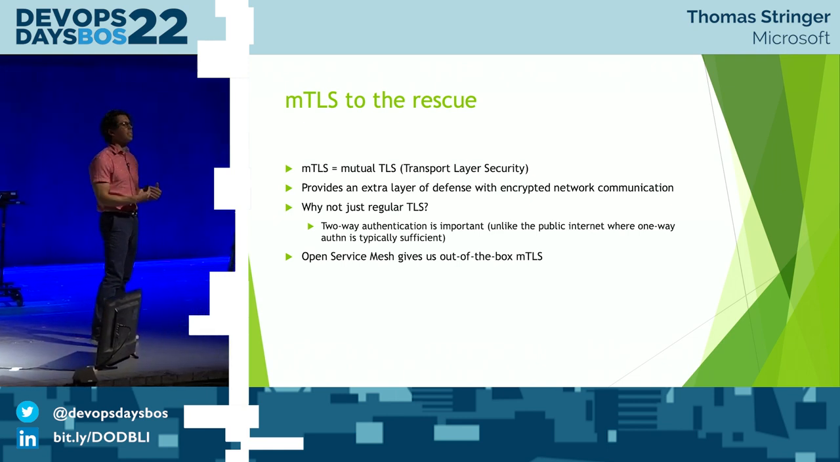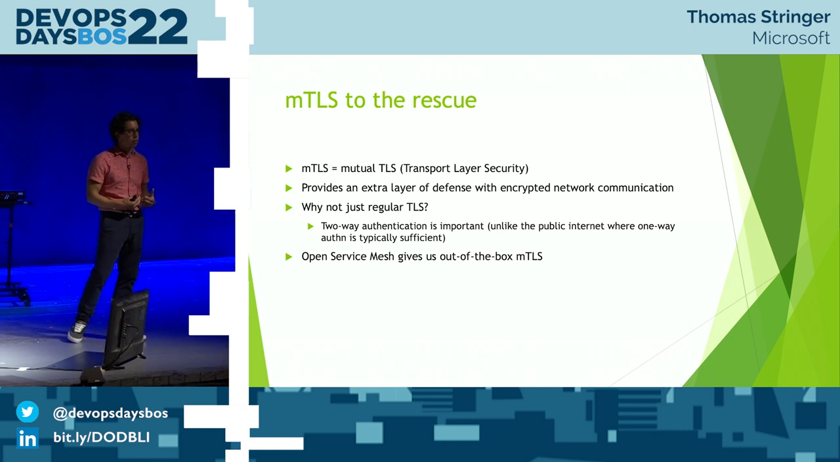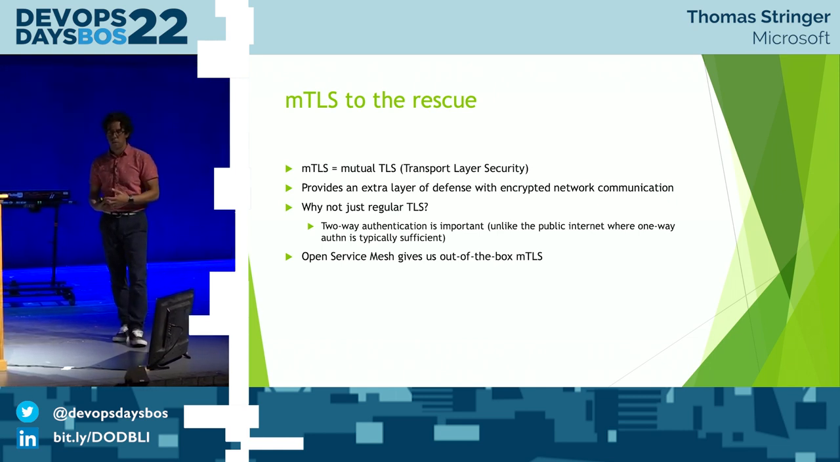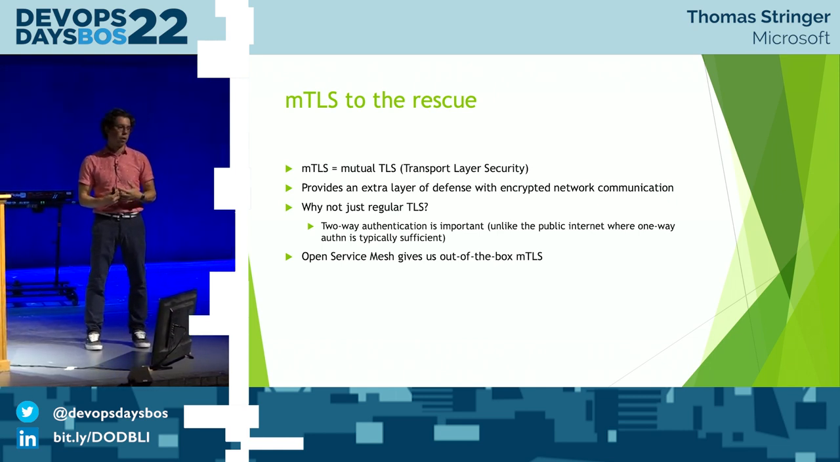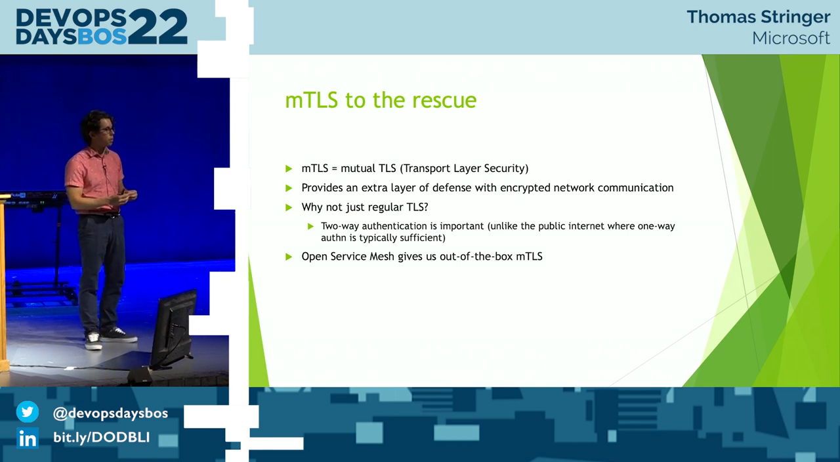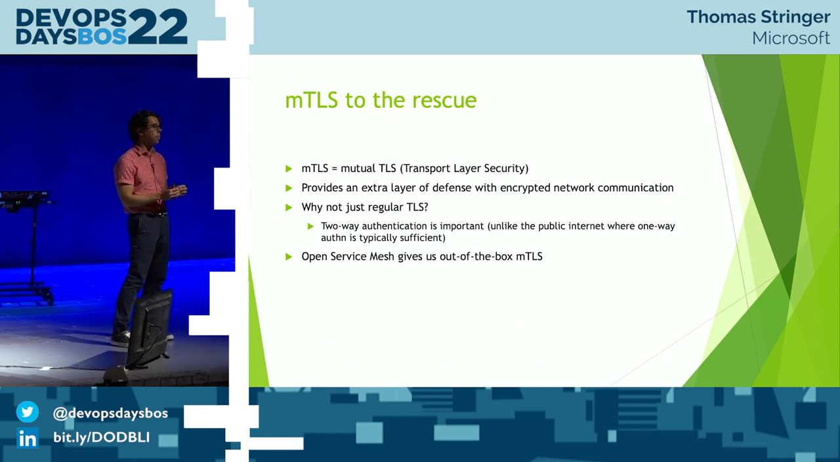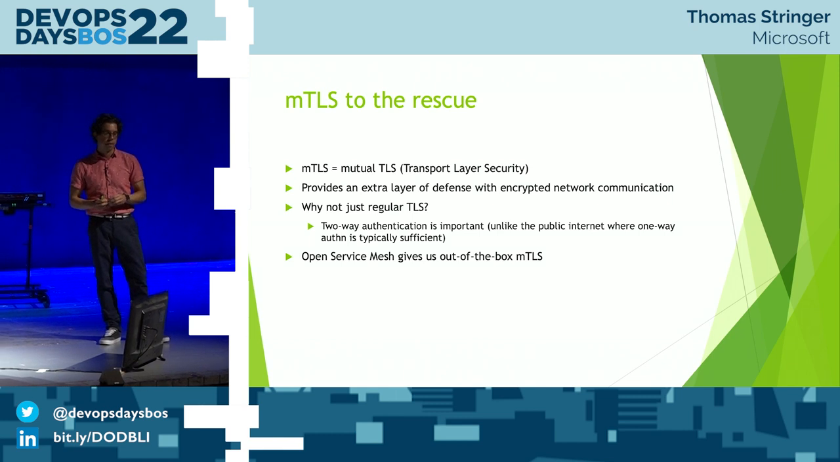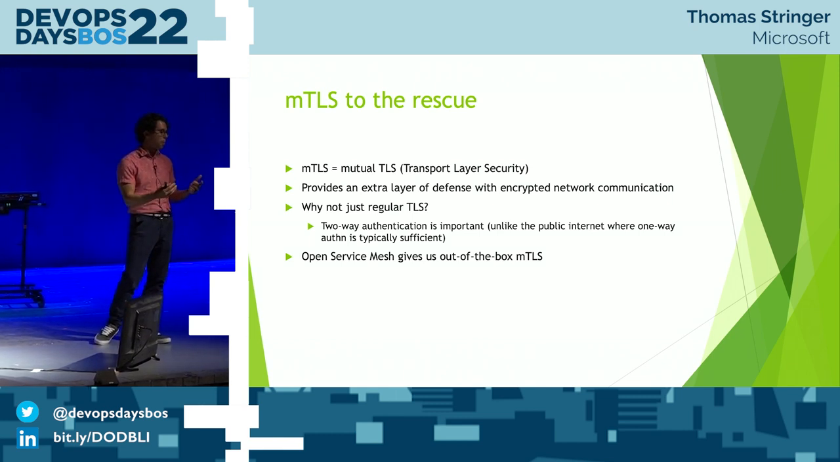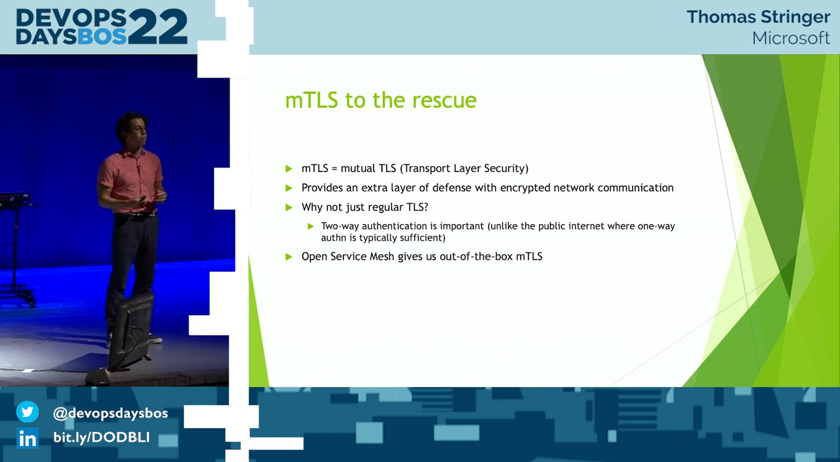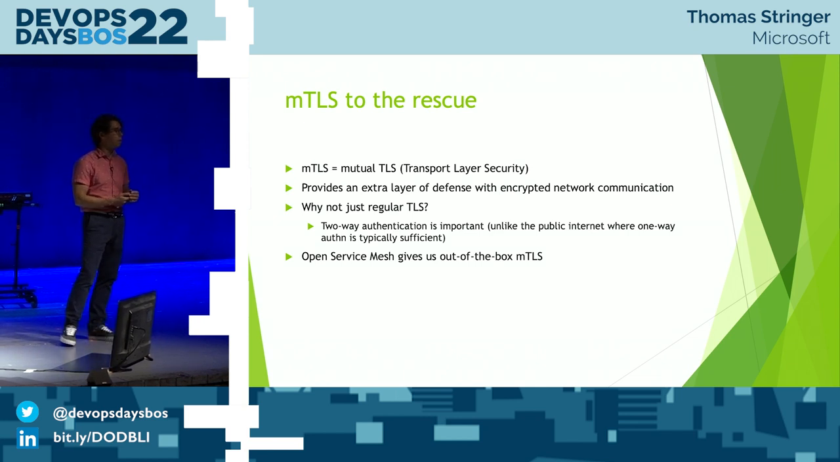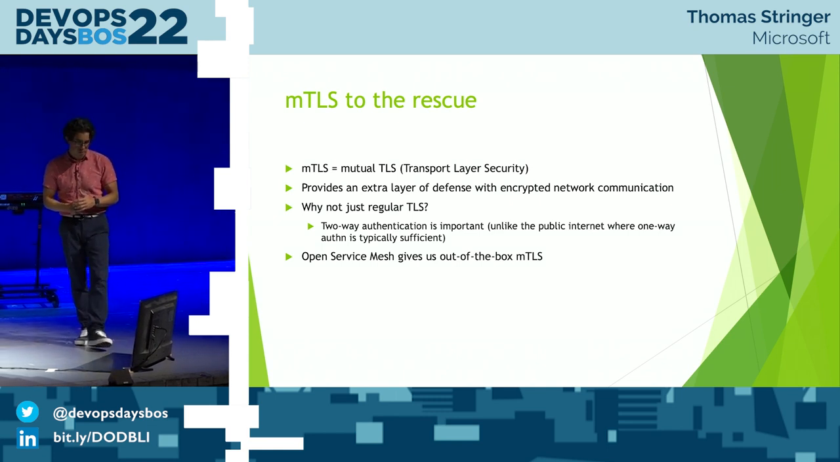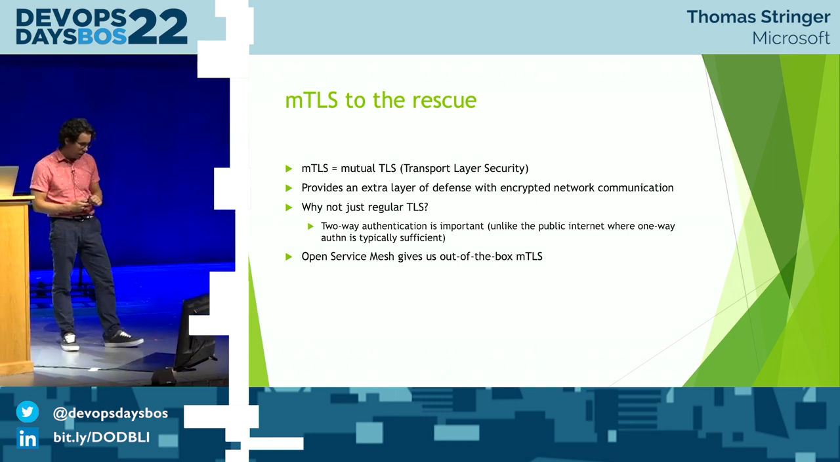But when we have these isolated environments like Kubernetes clusters, it's common to want to utilize this two-way authentication with TLS to make sure the client and the server both authenticate each other before they start sending encrypted network traffic between them. This is a really common scenario with private environments where you would oftentimes also find a private certificate authority that might not be known to one of the publicly registered certificate authorities.